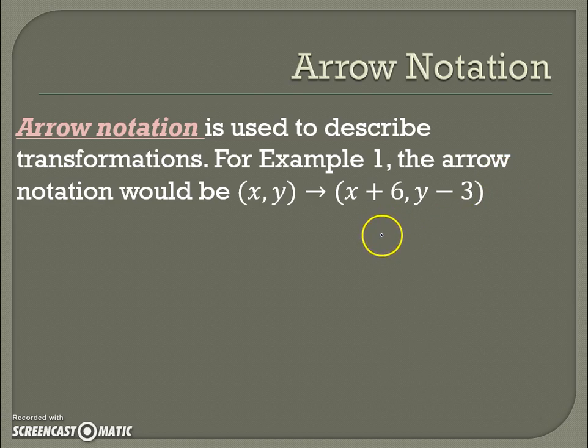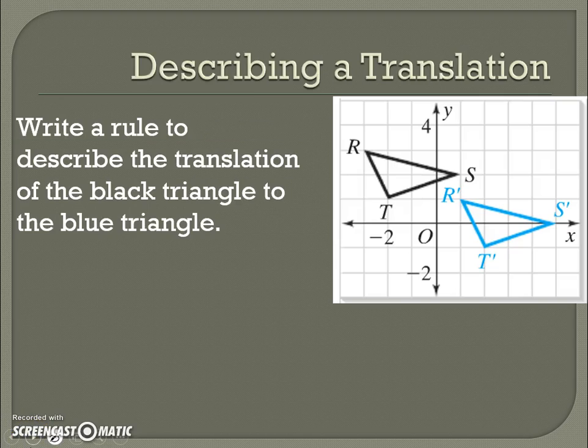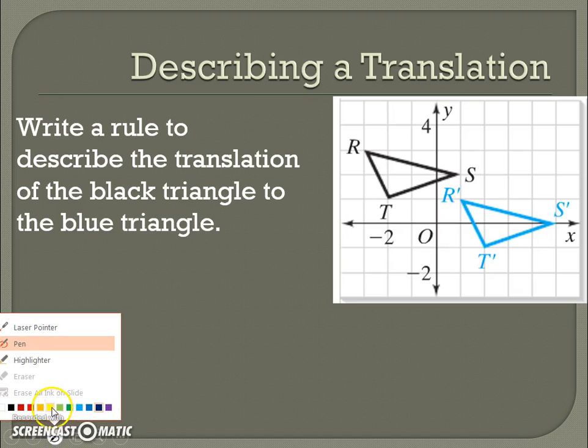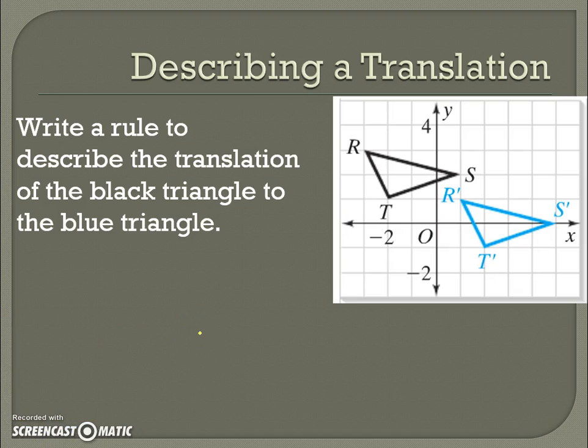In a translation, you are either adding or subtracting, depending on if it's going right or left and up and down. So let's go ahead and put this to use. It says, write a rule to describe the translation of the black triangle to the blue triangle. So here I'm going to look at R, and I'm going to start out with my x, y. It's always going to start like this, x, y, and then the arrow.